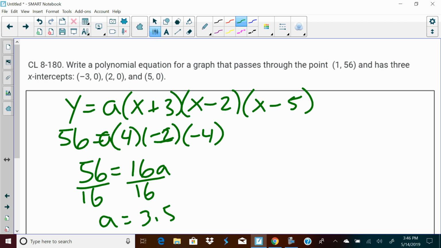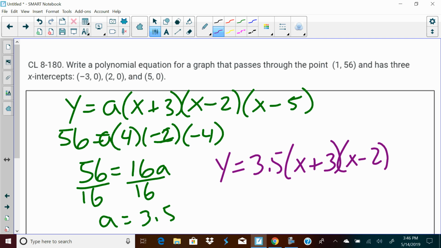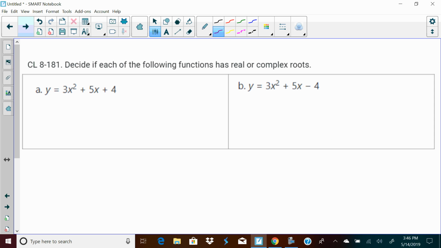So my final answer is y equals 3.5(x plus 3)(x minus 2)(x minus 5). Now you can just leave it like that unless it says put it in standard form, and that's where you'd have to multiply everything out.